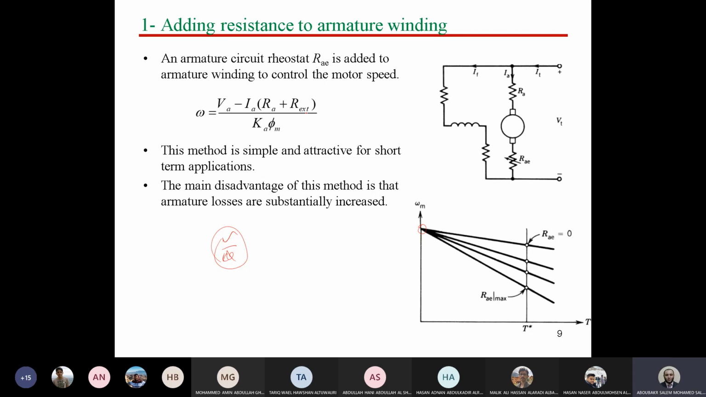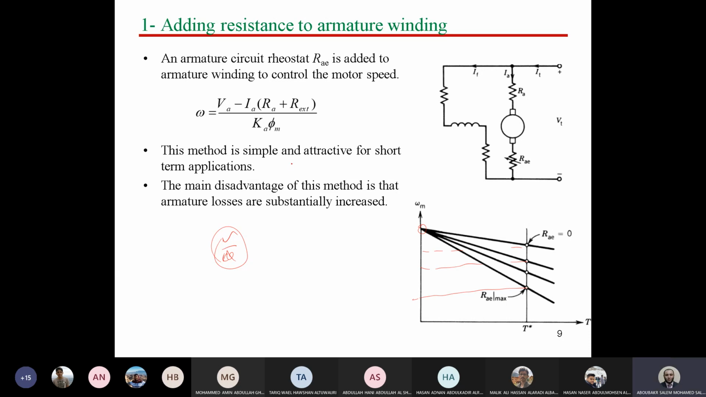If you add resistance and check the value of speed at high torque, at operation, not at zero torque, we can find that the characteristic moves like that. So the more resistance you add, the lower the speed you get. If you add more resistance, as you can see, the speed will decrease. Right? So this is how we can control the speed by adding resistance.